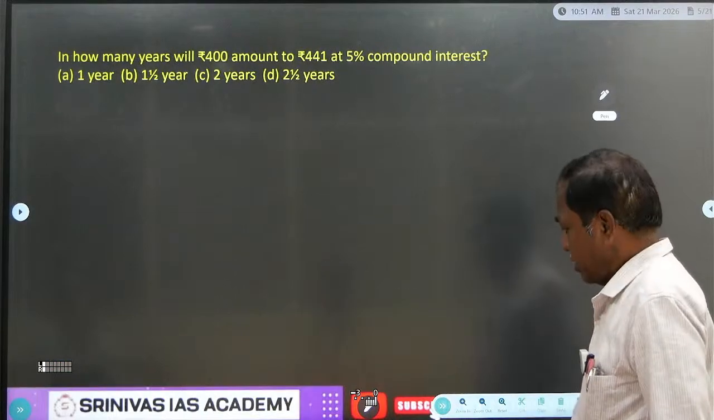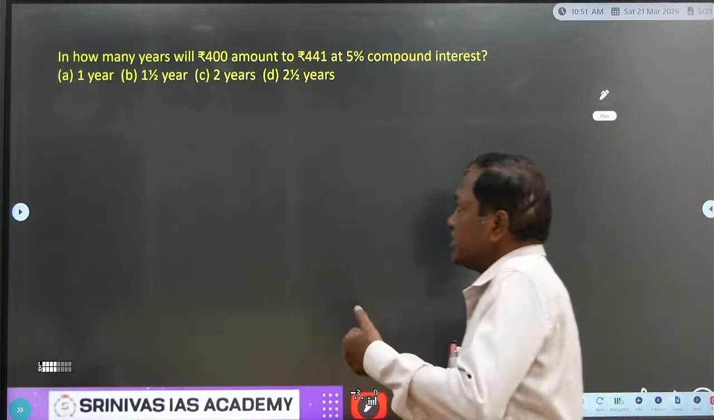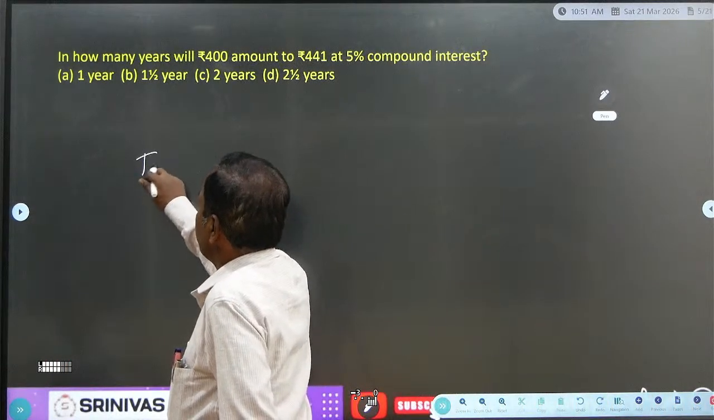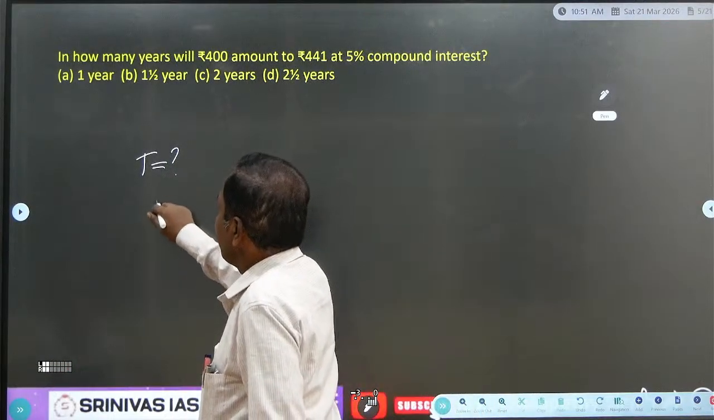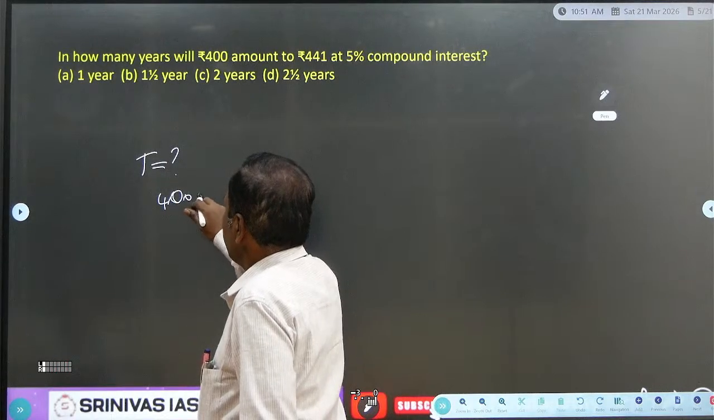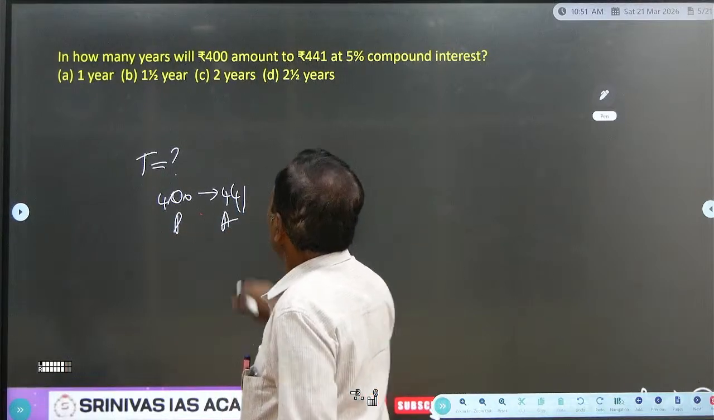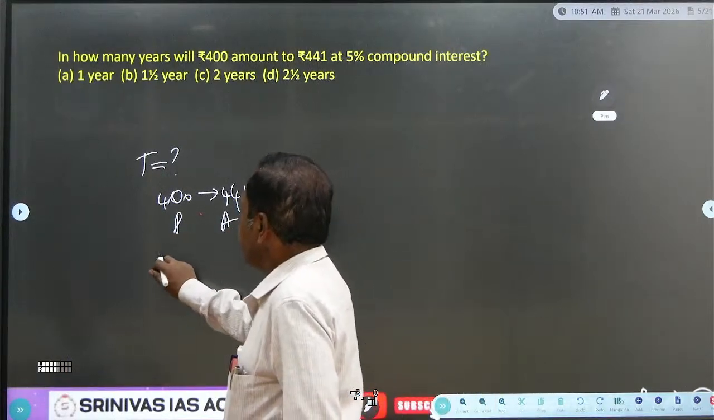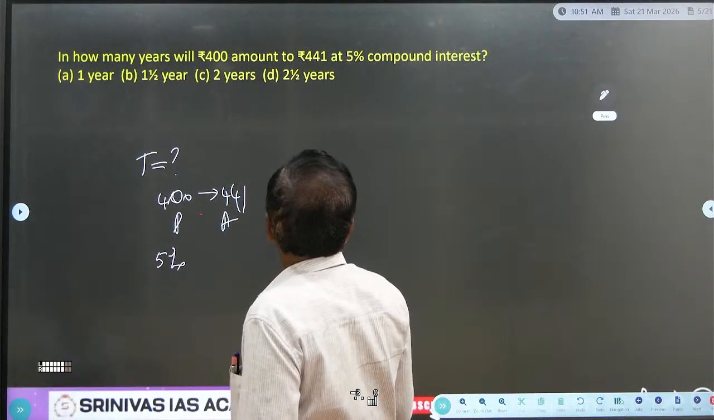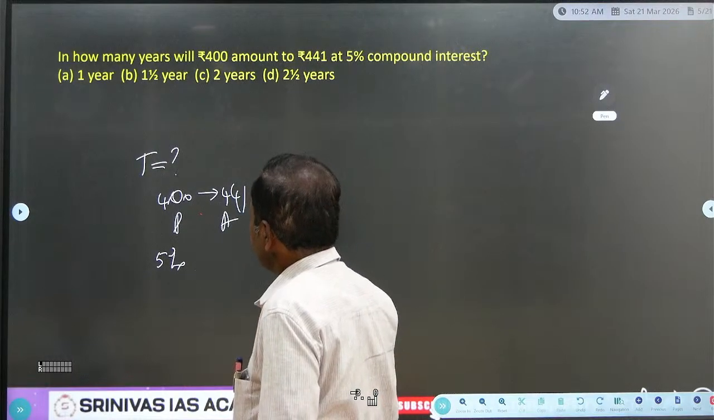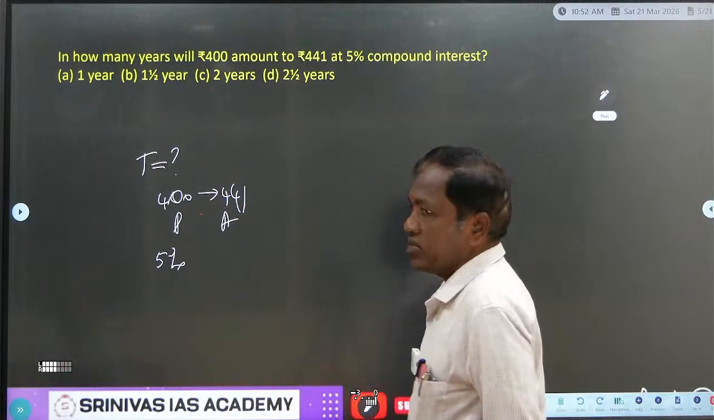Next one. In how many years? It means time is questioned here. In how many years will rupees 400 amount to 441? 400 becomes 441. This is the P, this is the amount. At 5% compound interest. Nothing else. Only time is being asked.